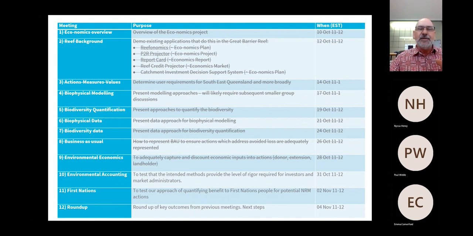Environmental accounting on Monday. This is principally about potential investors in NRM and what they would like to see in terms to give them confidence that their investment is going to be worthwhile. So the level of quality of prediction and the types of measures that they want to see.